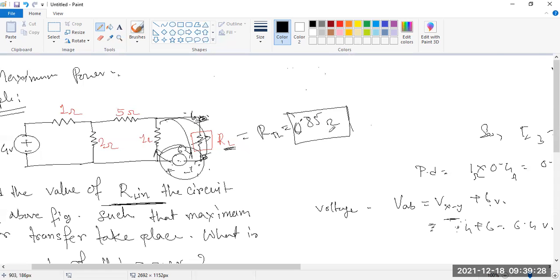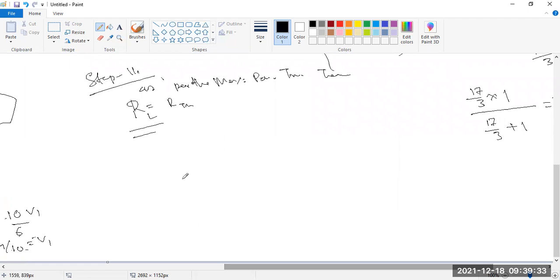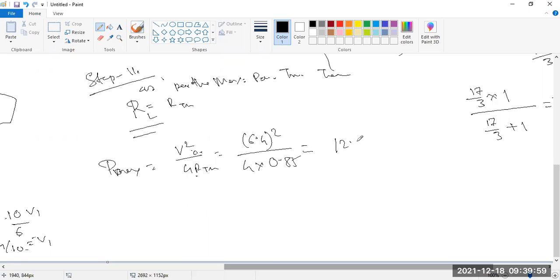Okay, whenever you get this, then you have to determine the maximum power. Maximum power, just remember, will be V square by 4 RTH. Okay, V square by 4 RTH. So V square means VOC, it is 6.4 squared, and 4 into RTH equal to 0.85. It will give you 12.047 watt. Okay, this is the second answer.